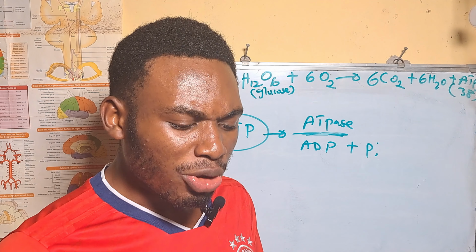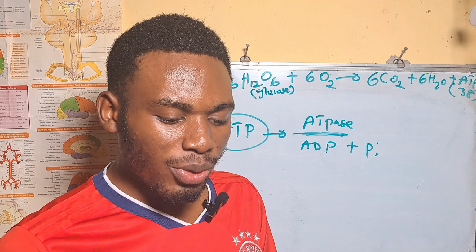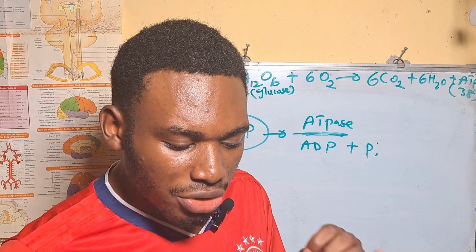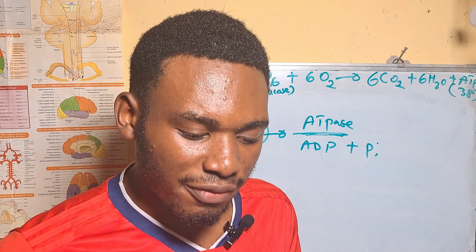Our next question is, the opening of the stomata is controlled by the dash. A, presence of guard cells. B, decrease in solute concentration. C, increase in solute concentration in the guard cell. Then D, presence of a pore. Our answer is A, presence of guard cells.